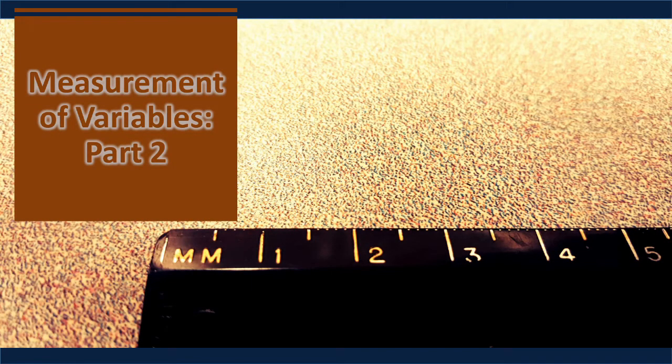Welcome back to another module of COM 3073. In part 2 of measurement, we're going to continue our discussion of measuring variables by discussing what we need to consider after we've located a measure of a variable in our hypothesis. We cover in this module the idea of validity and reliability as it relates to measures.